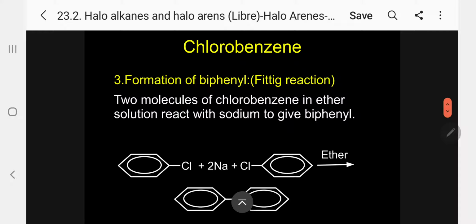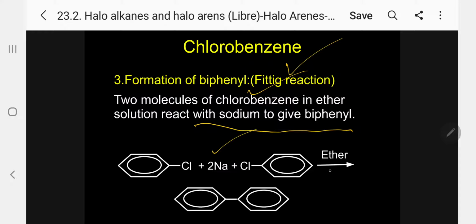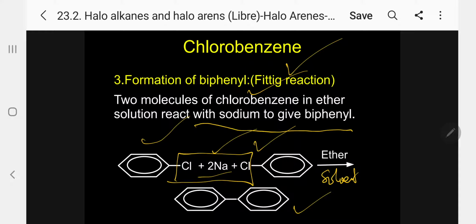Now, formation of biphenyl. As I already told you, the Fittig reaction. Both are aromatic. Two molecules of chlorobenzene in ether solution react with sodium to give biphenyl. Always ether is the solvent we are using in the Wurtz, Wurtz-Fittig and Fittig reactions. So two molecules of chlorobenzene react, removing the chlorine, and we are getting biphenyl. Kindly follow. The most important name reaction, the Fittig reaction.